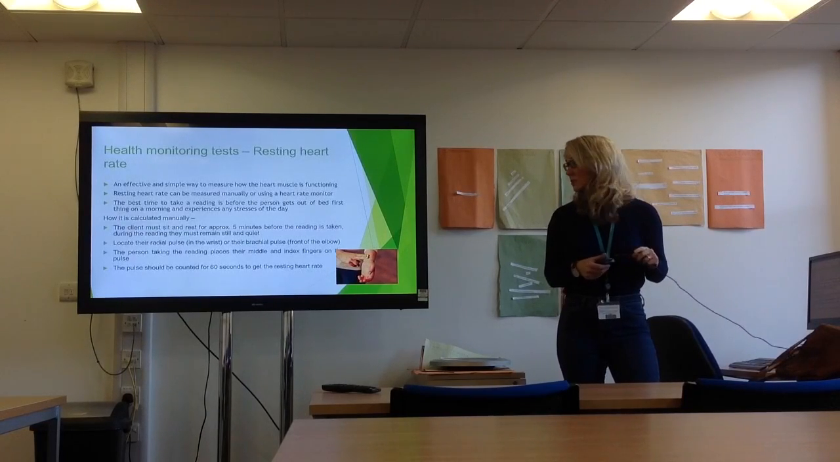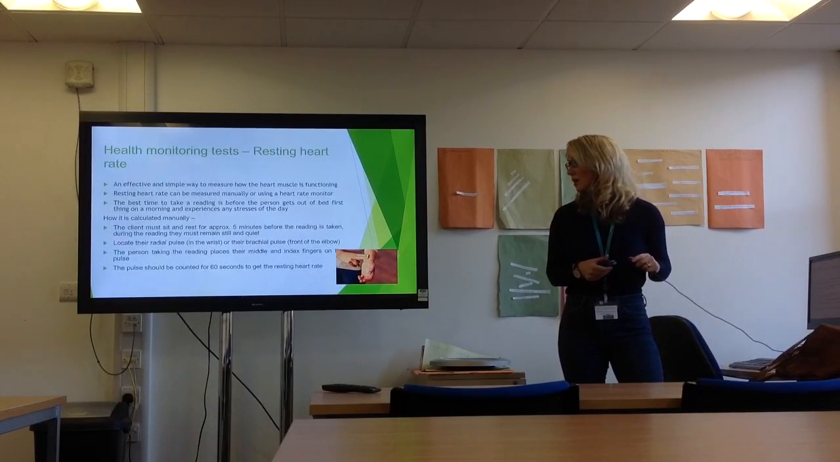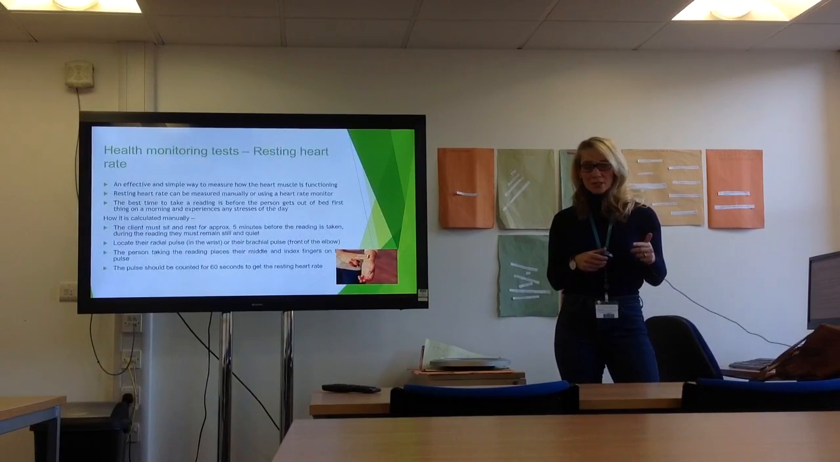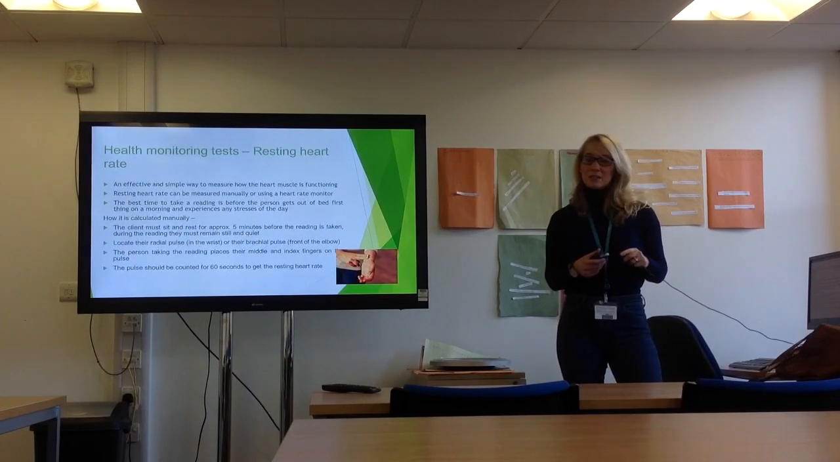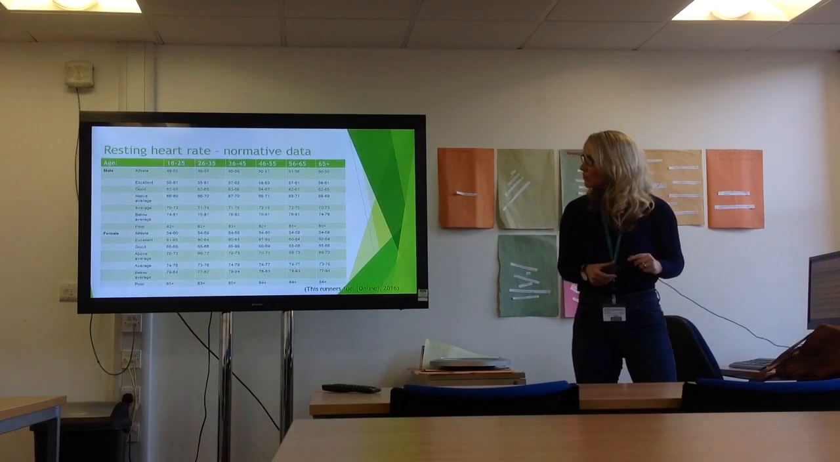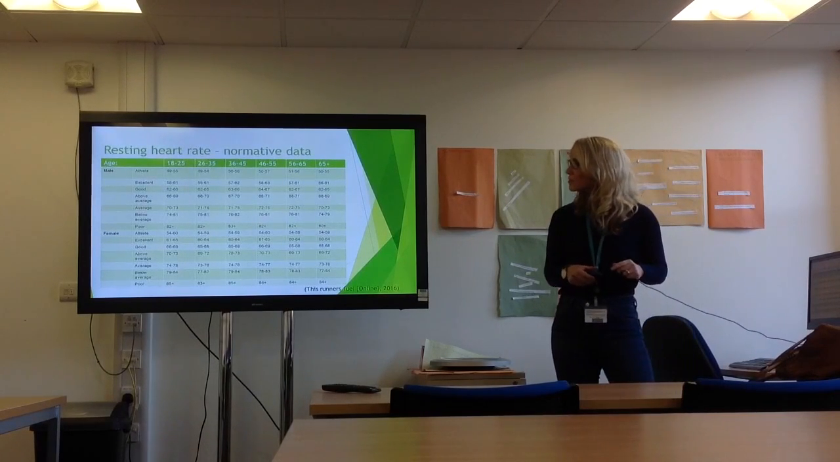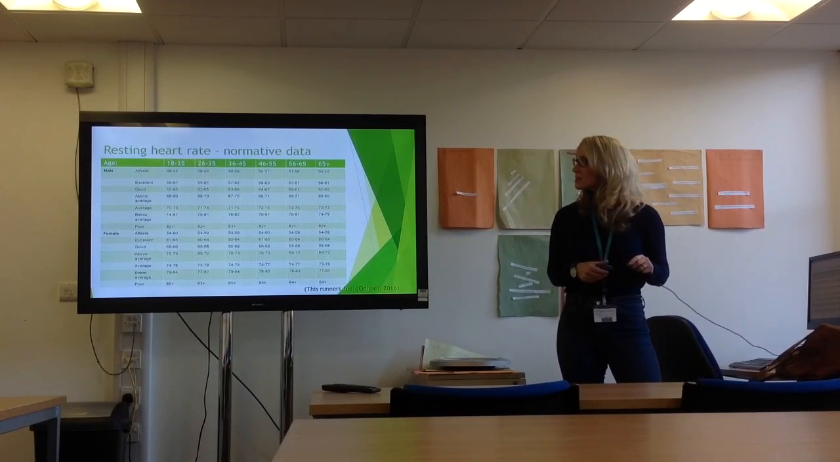The individual taking the reading places their middle and index fingers on the pulse. The pulsing that you can feel should be counted for 60 seconds, and that gets the heart rate reading. So there's some resting heart rate data. Obviously, it's determined by age, and then it's categorised from poor to athletes.